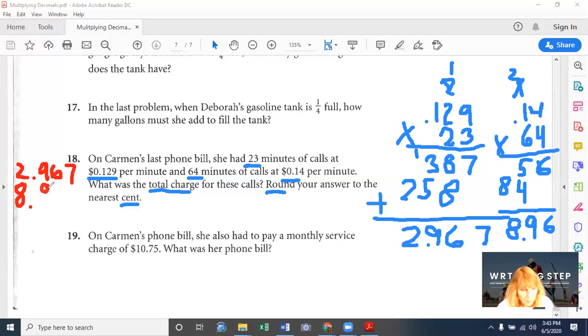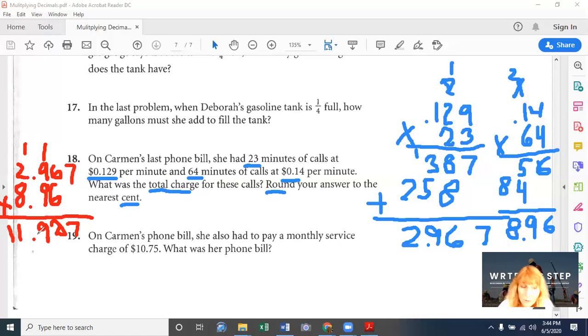8.96. Now, why did I line up my decimals this time? Well, because I need to know my total charge, right? So when I'm totaling that, I have to be adding the two answers together. And when I add, I line up my decimals. That was the previous video. So 7 plus nothing is 7. 6 plus 6 is 12. Carry the 1. 9 plus 9, 18 plus 1 is 19. Carry the 1. 8 plus 2 is 10, plus 1 is 11. Make sure my decimal stays in the right spot here for adding.